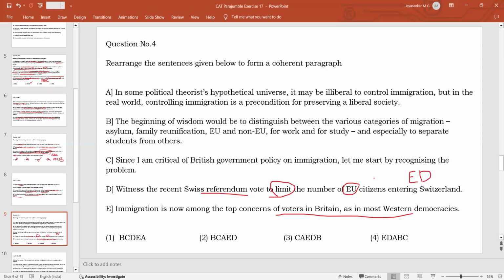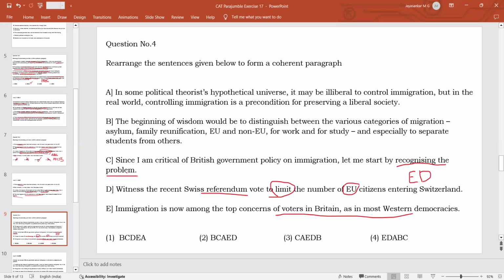Then what other sequence can you find? Or see, not a sequence, a pair. What other pair can you find? Since I'm critical of British government policy on immigration, let me start by recognizing the problem. Here, the author is critical of British government policy on immigration. So he says, let me start by recognizing the problem. What is the problem? The immigration problem.